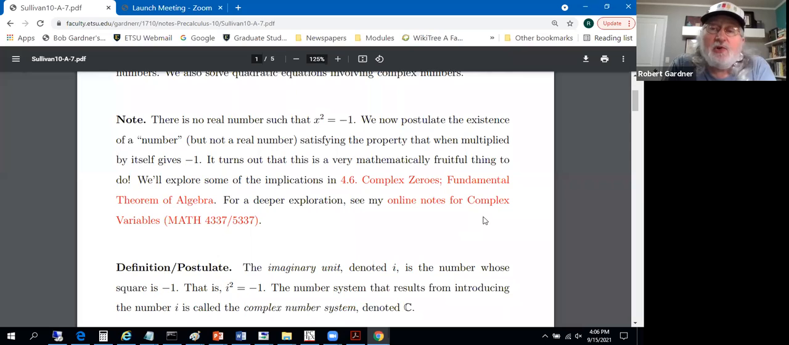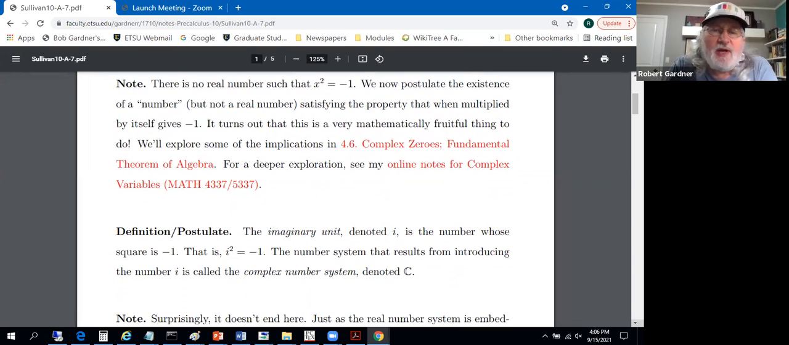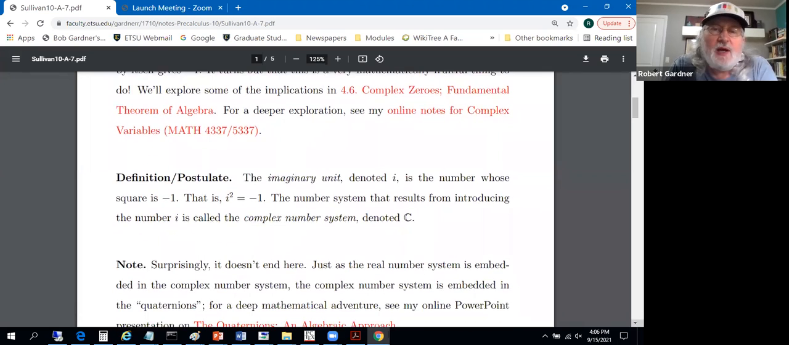We have a senior level class called Complex Variables. Go to the link, the notes online, and there's a hyperlink to some notes for complex variables. And we've got graduate complex analysis classes too. So an entire branch of math deals with complex numbers.